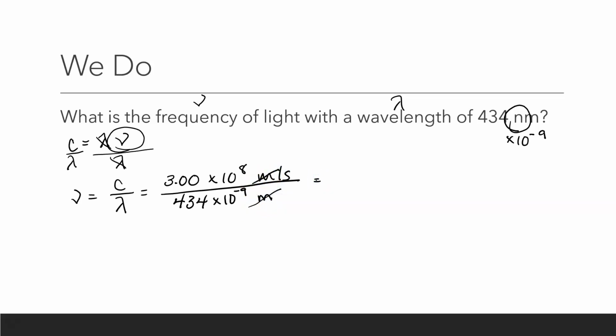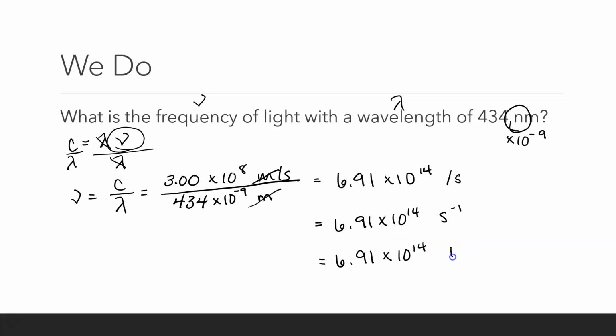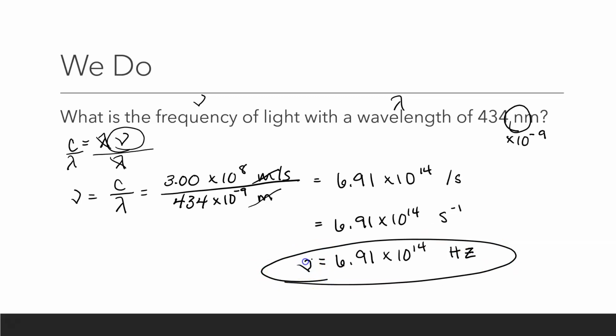Now we would plug this into our calculator, and you should get 6.91 times 10 to the 14, and this is per seconds. Per seconds is the same as saying seconds to the negative 1 power, because it's in the denominator. Putting it in the numerator gives it a negative exponent. Or per seconds is also the unit, a new unit for us, hertz, Hz. Okay, so our frequency is 6.91 times 10 to the 14 hertz, or that many waves per second.